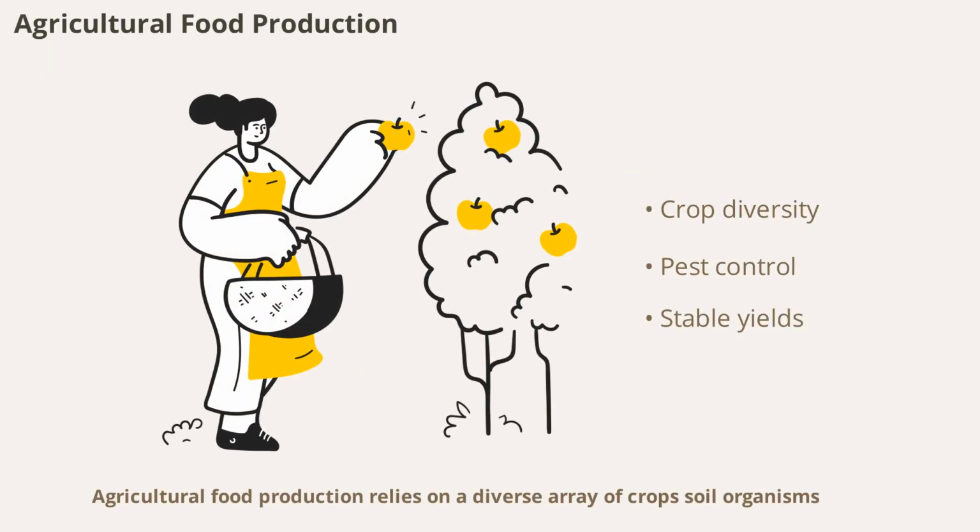Agricultural food production relies on a diverse array of crops, soil organisms, and pollinators. While modern agriculture often focuses on a few high-yield species, traditional systems maintain a broader diversity, which can enhance resilience and stability. Diverse cropping systems can reduce pest outbreaks, increase natural pest control, and improve adaptation to changing conditions. Biodiversity in agriculture is key to feeding a growing global population sustainably.